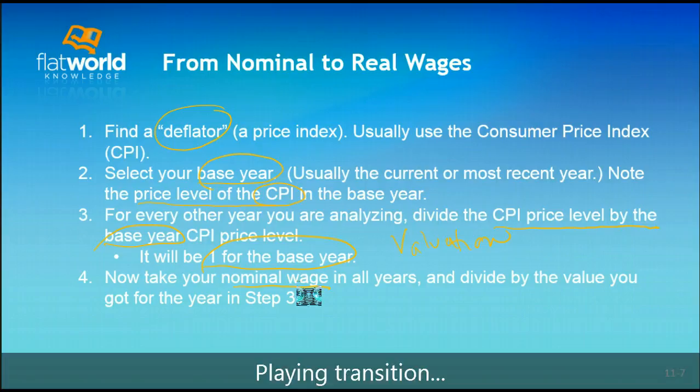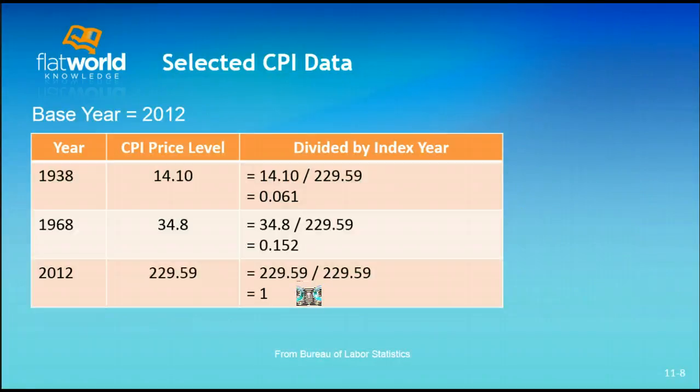I went out on the internet to the Bureau of Labor Statistics and found some price information. I just picked a few different years. I started with the first year in which a minimum wage was enacted, I picked a middle year, and then I picked the year 2012. I decided that my base year is 2012. Now, I grabbed the CPI price level information for those years.